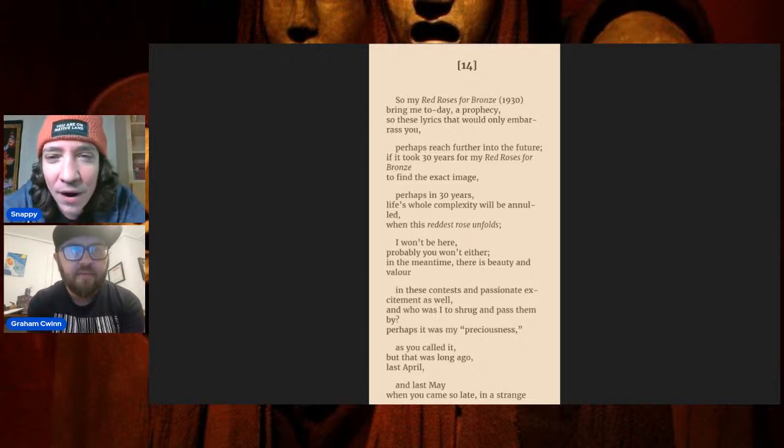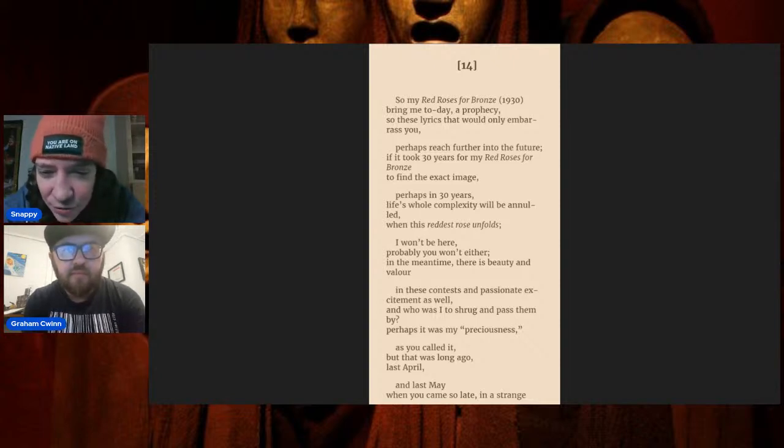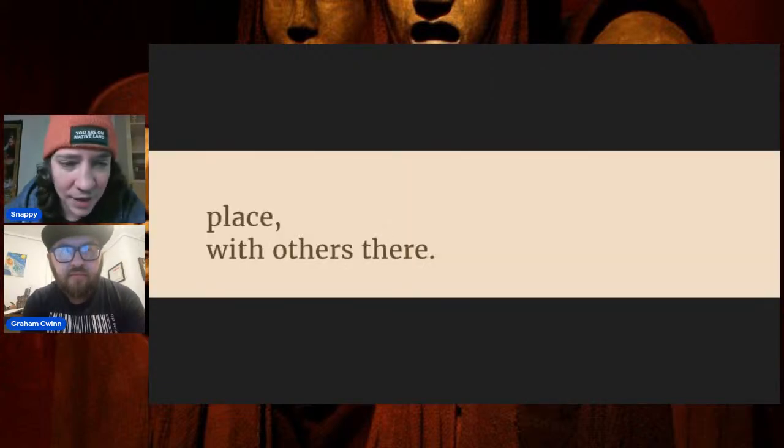So my red roses for bronze, 1930, bring me today a prophecy. So these lyrics that would only embarrass you, perhaps reach further into the future. If it took 30 years for my red roses for bronze to find the exact image, perhaps in 30 years, life's whole complexity will be annulled. When this reddest rose unfolds, I won't be here. Probably you won't either. In the meantime, there is beauty and valor, and these contests and passionate excitement as well. And who was I to shrug and pass them by? Perhaps it was my preciousness, as you called it, but that was long ago, last April. And last May, when you came so late in a strange place with others there.